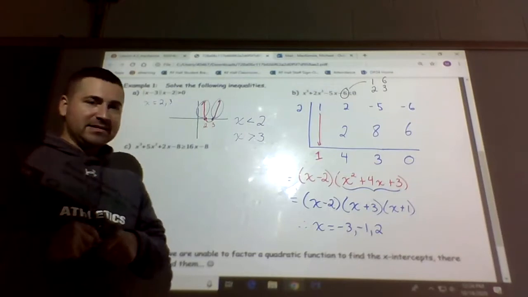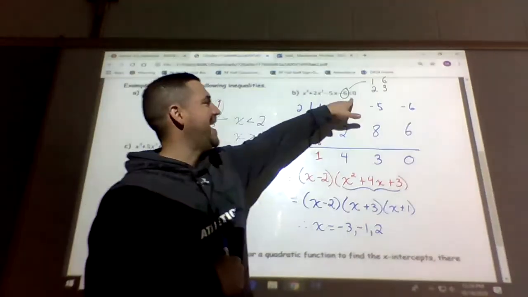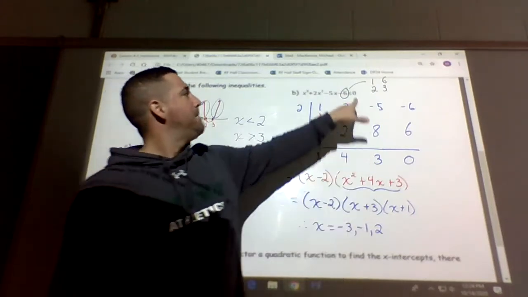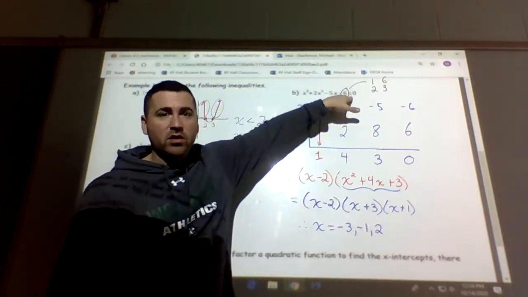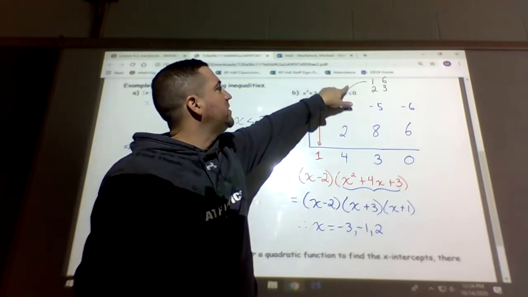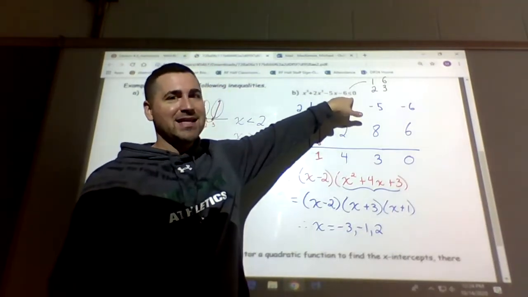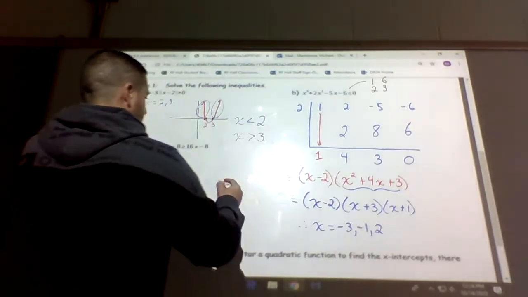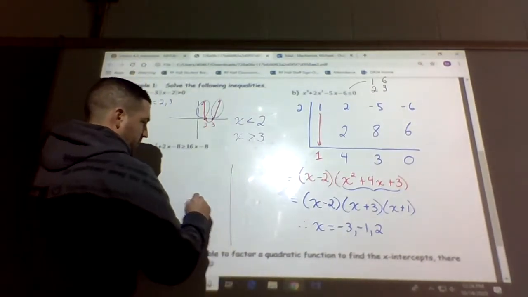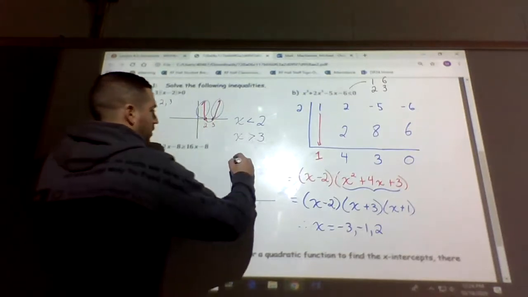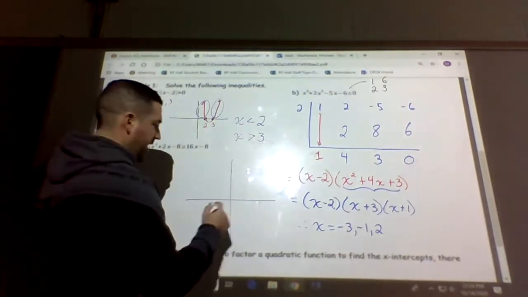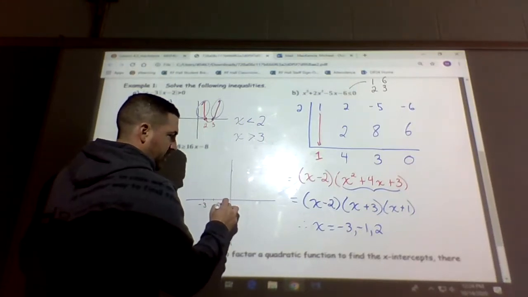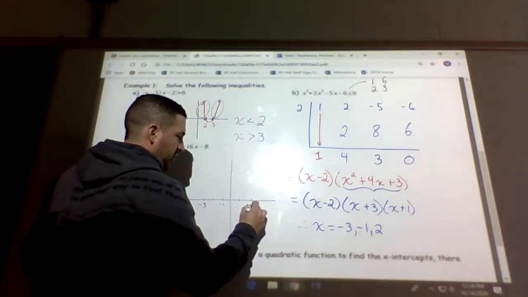Okay, but that's if this equation had an equal sign. If it had an equal sign, then this would be our answer. But we don't have an equal sign, we have an inequality. So we want to know values here. What values are less than or equal to 0? So again, let's look at our graph. So going through our graph, we have negative 3, negative 1, and positive 2.